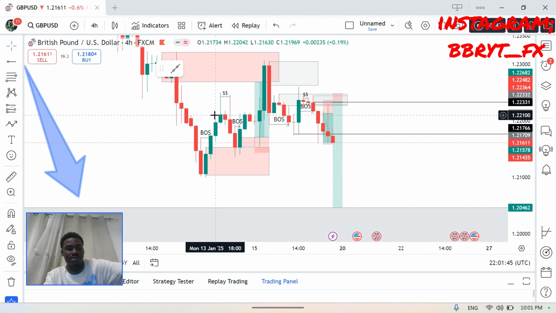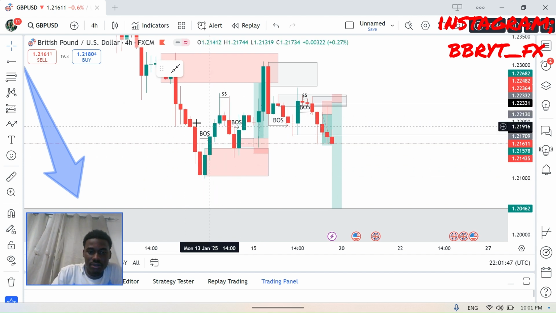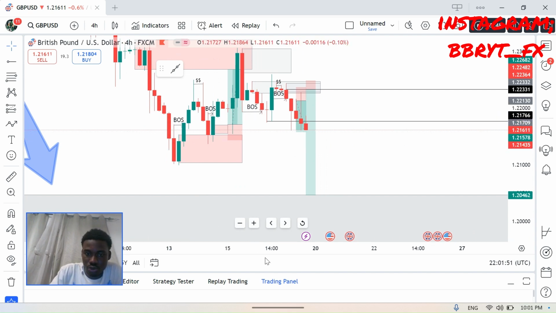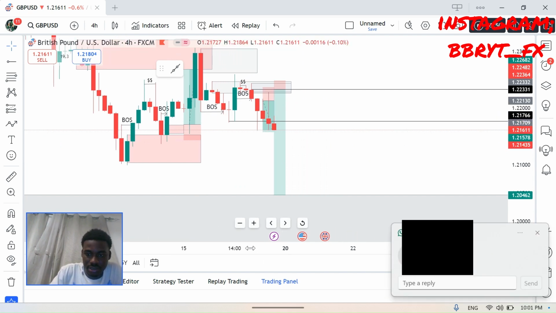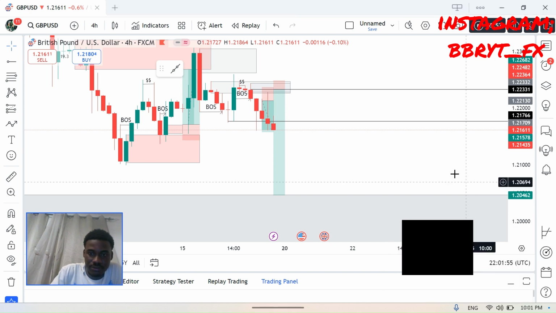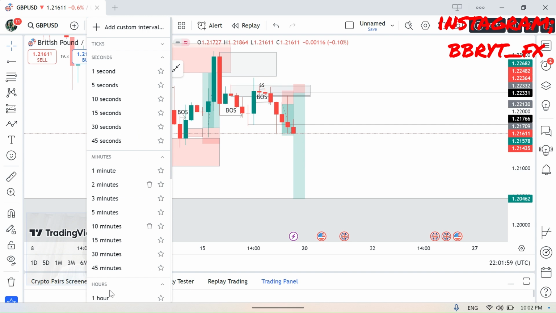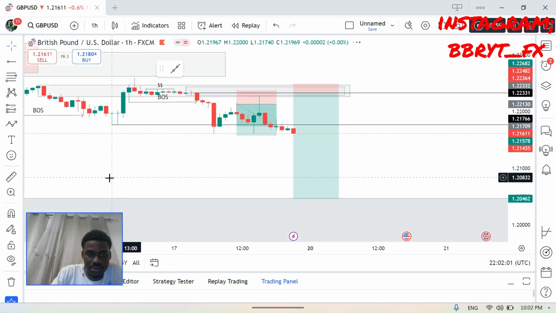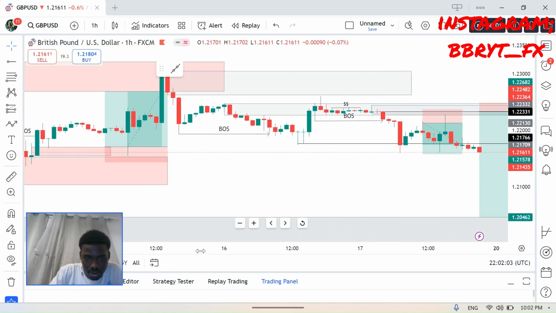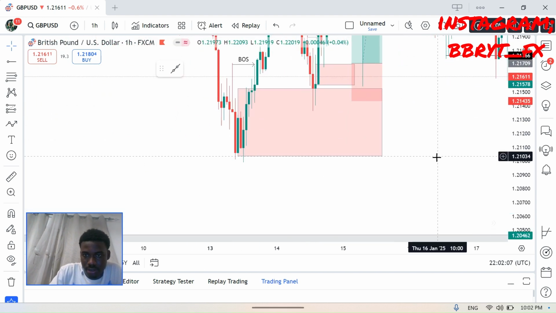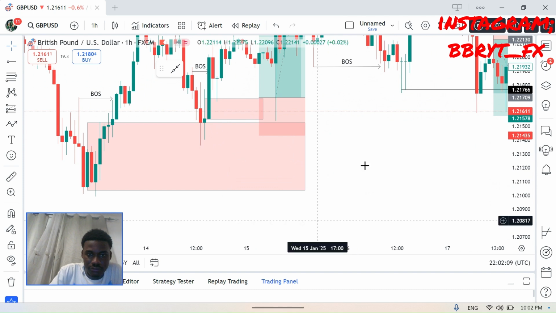Price started to reverse. To make this reversal solid and truly a real reversal, I needed to look for confirmation to tell me that yes, price is really reversing. So I went down to the 1 hour chart and looked for a break of structure.